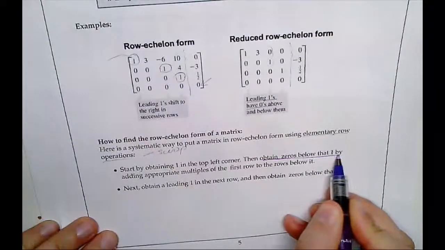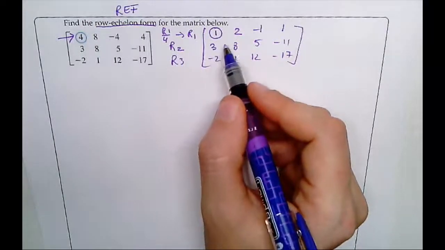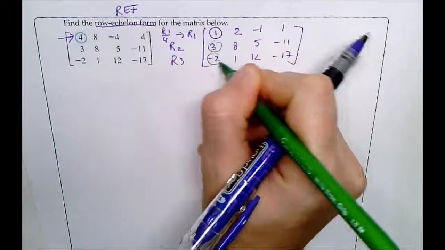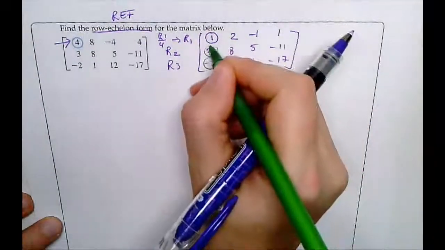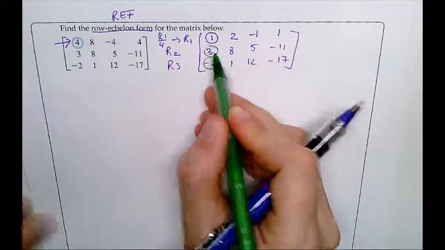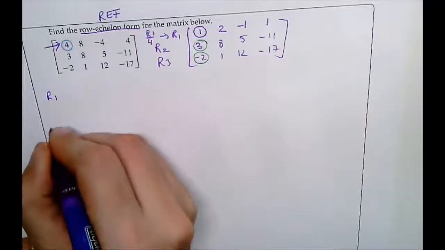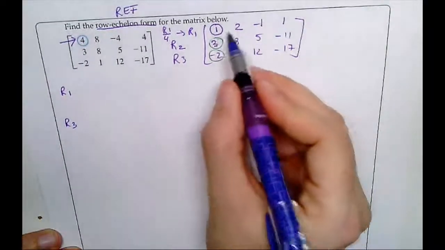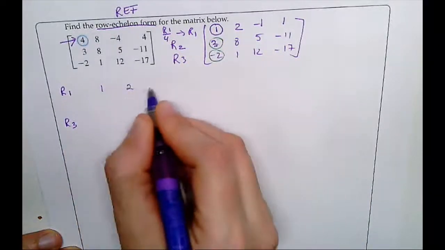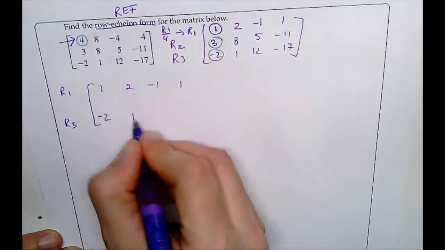obtain zeros below that 1. So I need to make this 3 and this negative 2 zeros. So I'm going to work with this. That means that I'm going to change row 2, and I'm hoping to get a 0 here. So row 1 stays the same and row 3 stays the same. I'm going to work on making this 3 a 0.